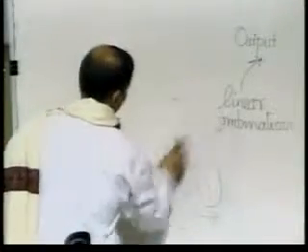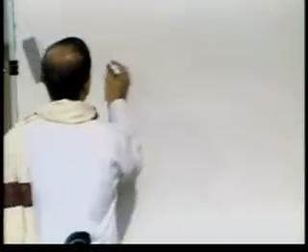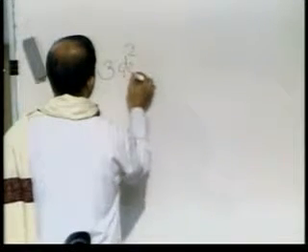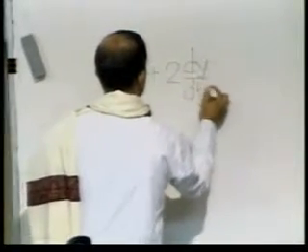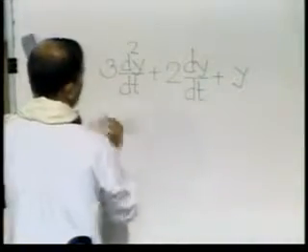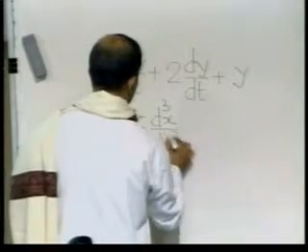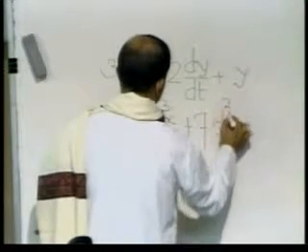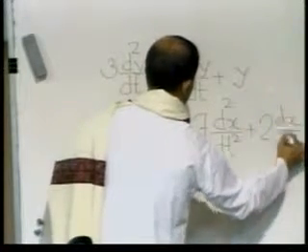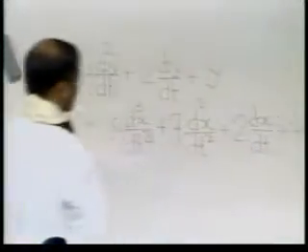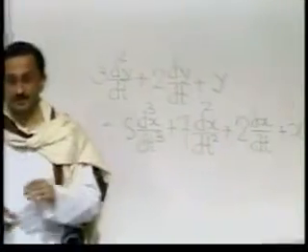We may have, for example, 3 times the second derivative of the output plus 2 times the first derivative of the output plus the output itself is, say, 5 times the third derivative of the input, and so on. This could be an example of an implicit description.